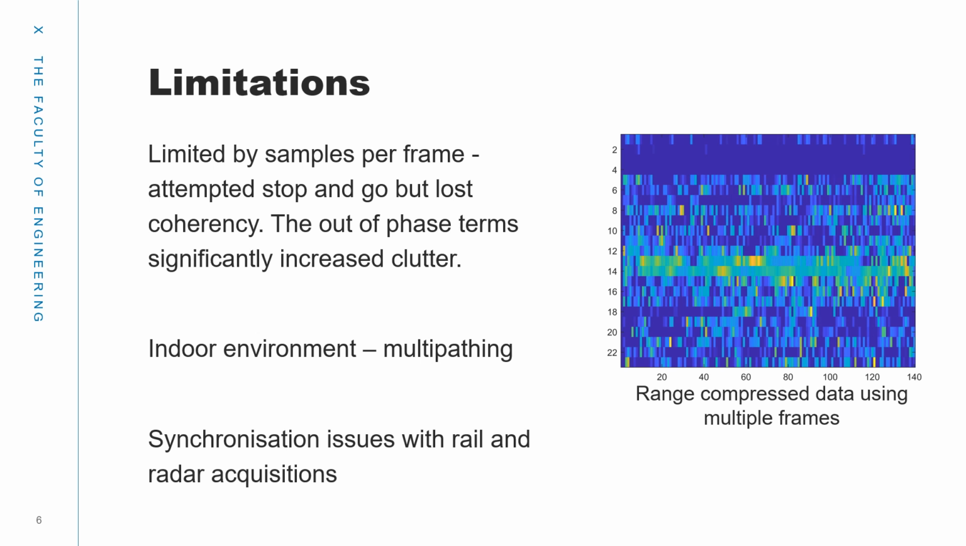Additionally, conducting experiments in an indoor environment introduced challenges such as multipathing. Multipathing occurs when transmitted signals reflect off various surfaces before reaching the radar receiver, creating echoes and additional noise in the data. Lastly, we faced synchronization issues between the rail system and the radar acquisitions. This affected the timing and alignment of our collection, impacting the quality of our results. Addressing these limitations in future iterations of this project will be important for enhancing the performance of the setup.